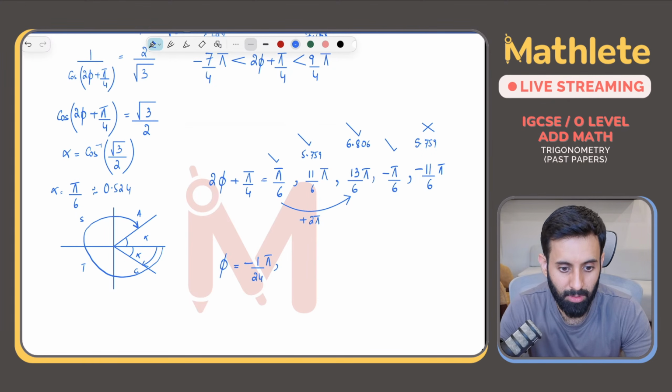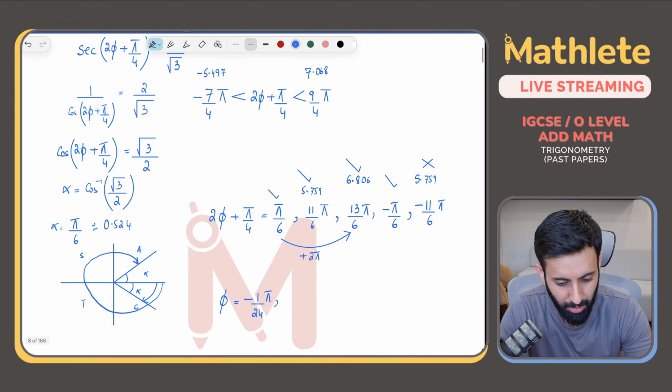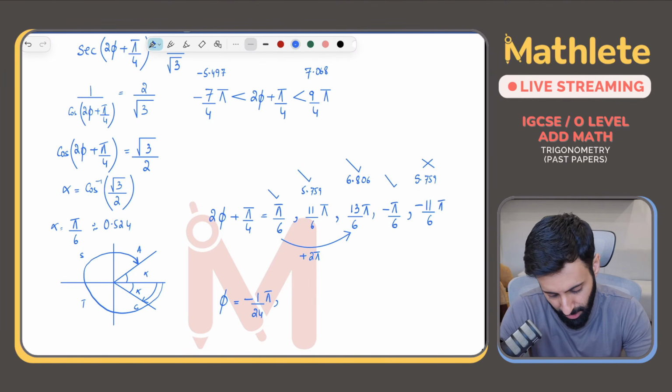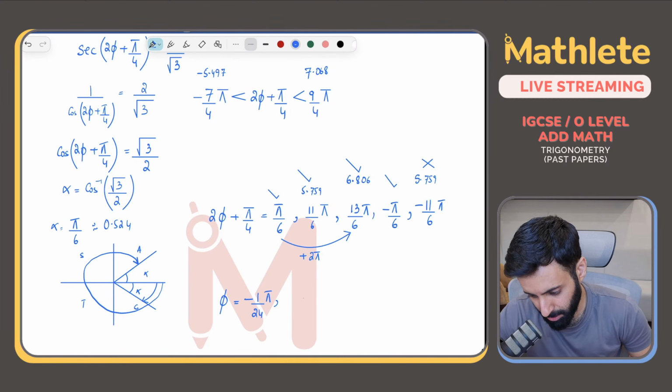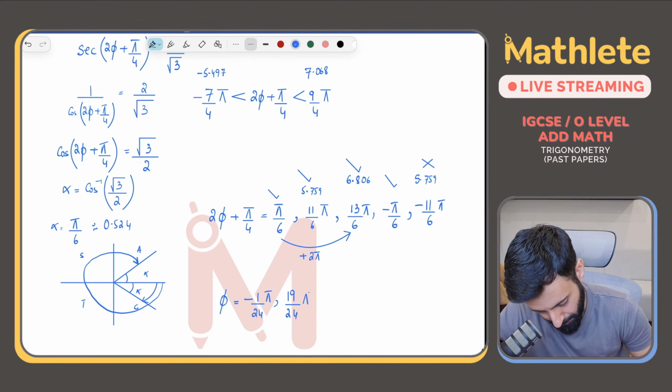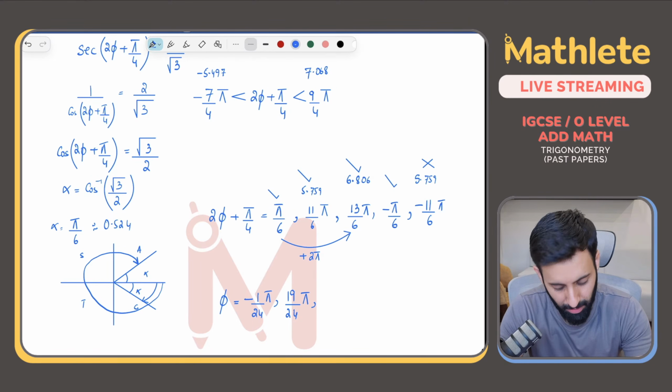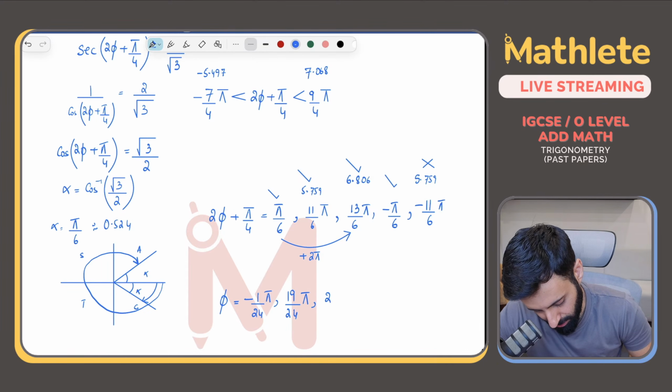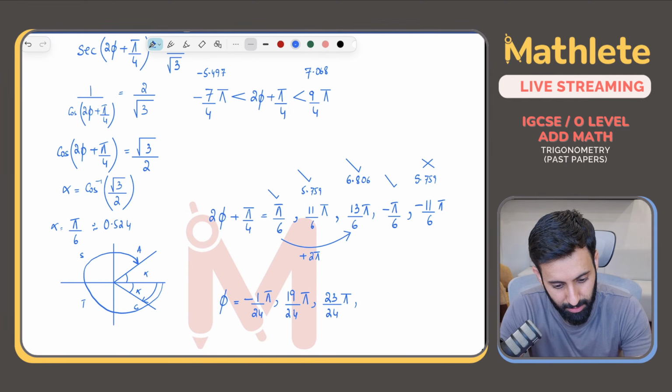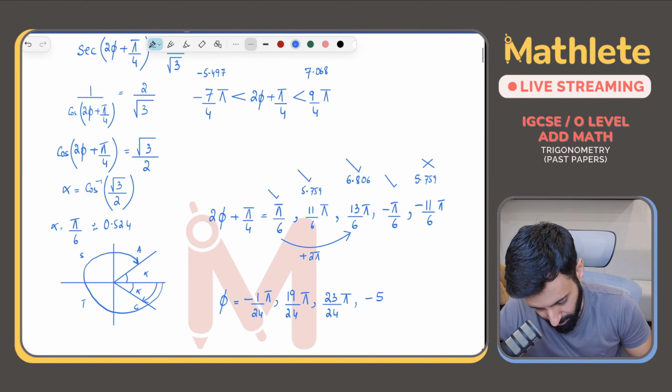Why is this value not in the range? Look at the range and look at the decimal value. You'll find the answer to your question. Then we have 11 pi upon 6 minus pi upon 4 divided by 2. That's equal to 19 upon 24 pi. Then 13 pi upon 6 minus pi upon 4 divided by 2, which is equal to 23 upon 24 pi. Then finally, minus pi upon 6 minus pi upon 4 divided by 2, which is equal to minus 5 upon 24 pi.